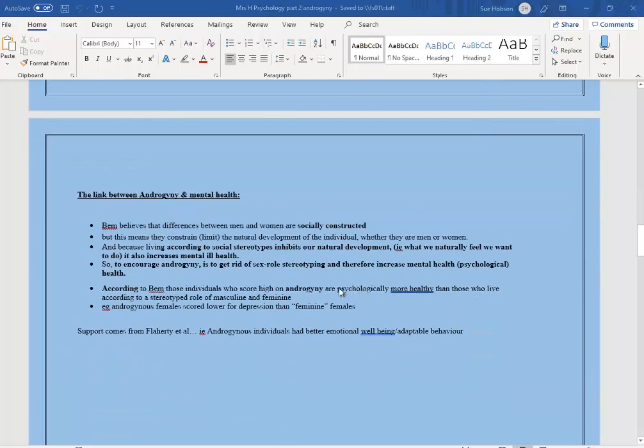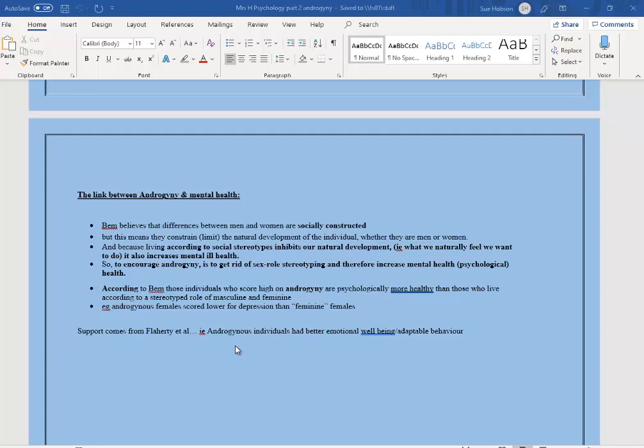So what is this all about? Well, she says it links with mental health. She thinks that differences between males and females are socially constructed, but unfortunately that means it constrains them, it limits them. So if you are trying to live according to these social stereotypes, that's going to inhibit your natural development. In other words, it's going to inhibit what you want to do, and that is going to impact on your mental health. So it increases mental ill health because you're trying to fit into something that you don't really want to fit into.